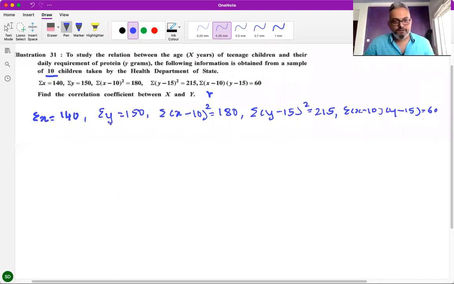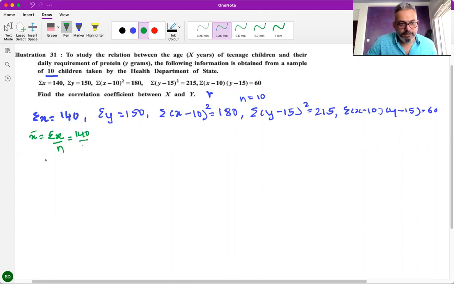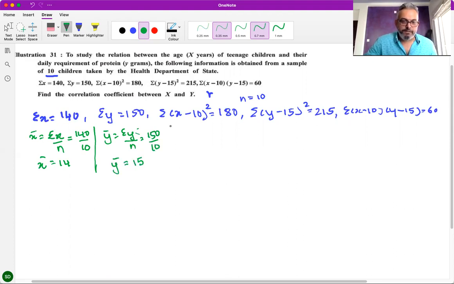So now we have the information. N is equal to 10. Don't forget this. Now first let's find out mean. X bar is equal to sigma x upon n, which is equal to 140 upon 10. So x bar is equal to 14. Y bar is equal to sigma y upon n, which is equal to 150 upon 10. So y bar is equal to 15.